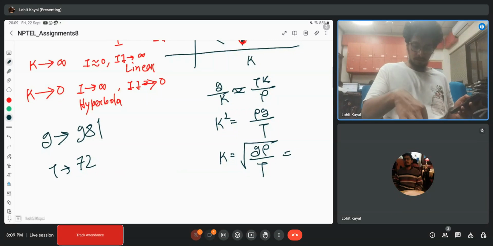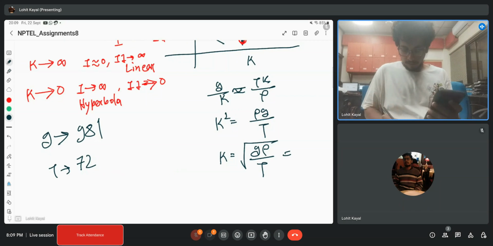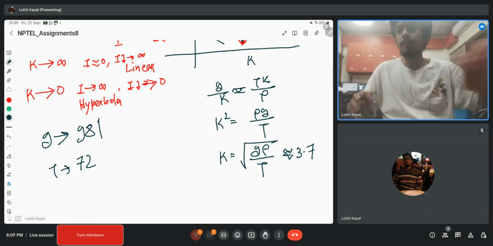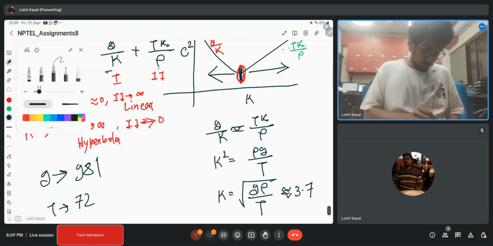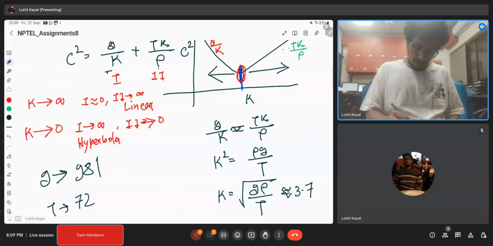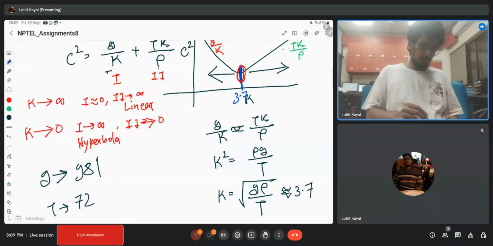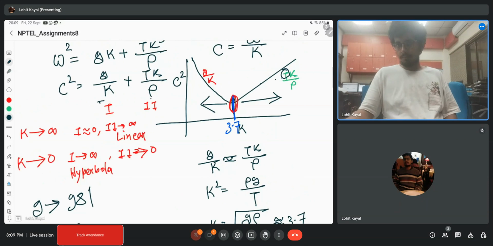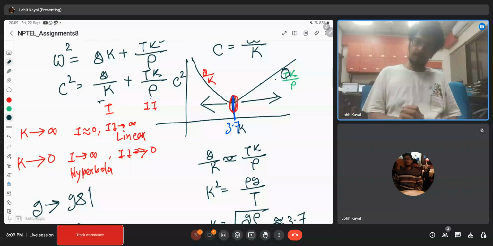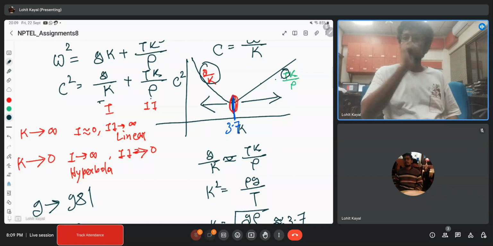So you will find your k is approximately equal to 3.7. So beyond 3.7, this point that we have found here, it is capillary dominant because you can see that this is a straight line and its slope is T by rho. So this is capillary dominant, and before 3.7, it is gravity dominated because gravity is present.